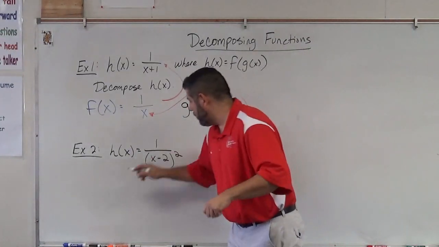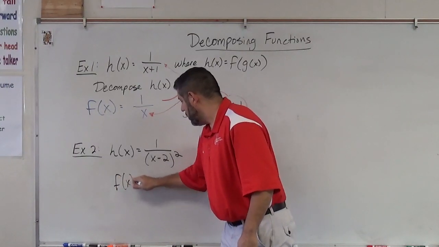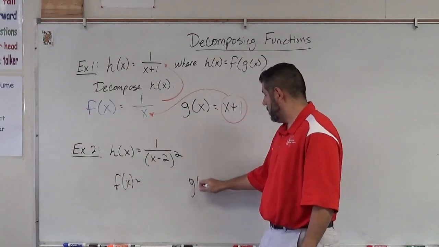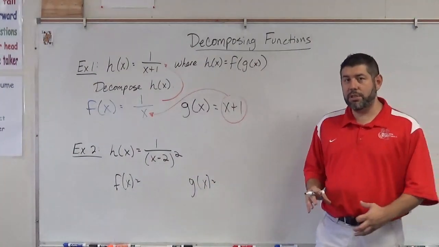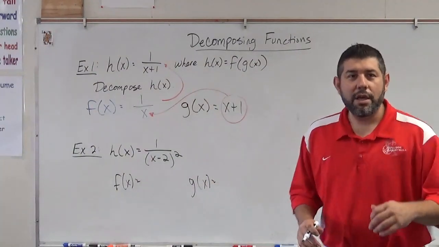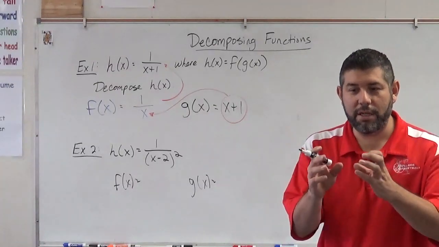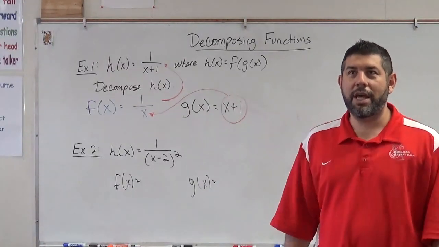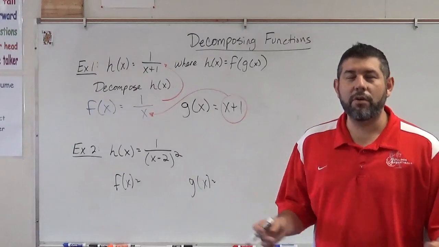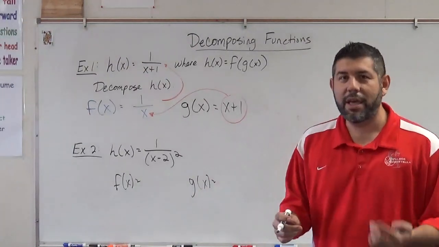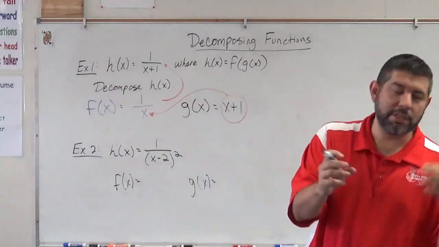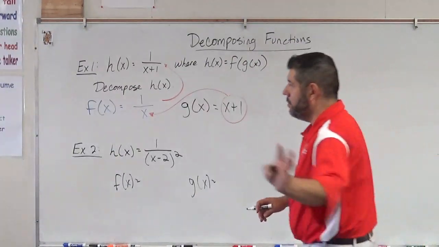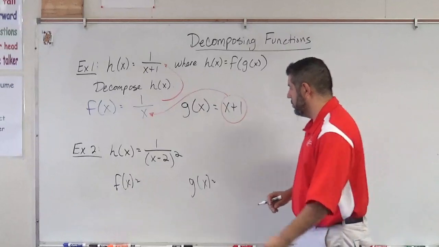So we want to find f of x and g of x such that this function h of x is the composition of the two. Now, here's a cool thing. You can actually decompose this into more than two functions. You can have f of g of h of x, or no, not h, because we're using h. So maybe like f of g of z of x, right? And we could put a function into a function into a function if you wanted to. But that's for you advanced students there.